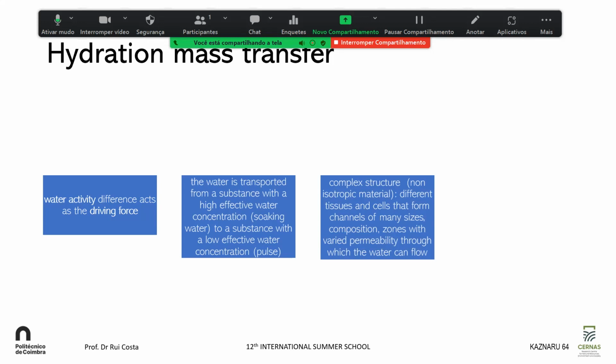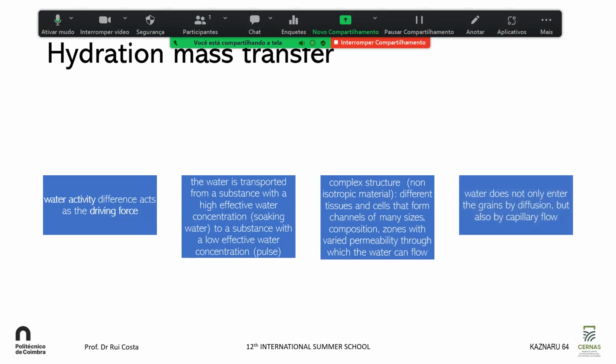There's a complex structure inside the pulse, as you saw. They are not isotropic. It means they are not equal from the surface to the center. Different tissues, cells, different sizes, zones with different permeability, etc.